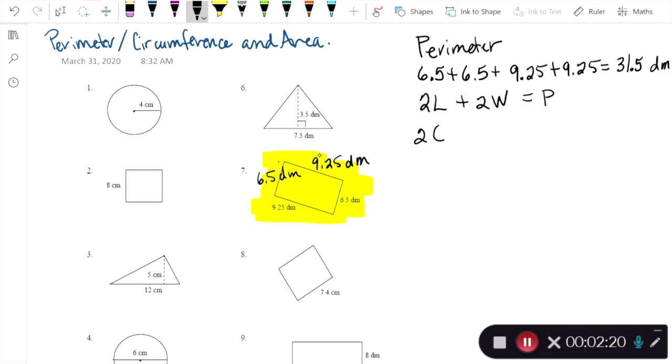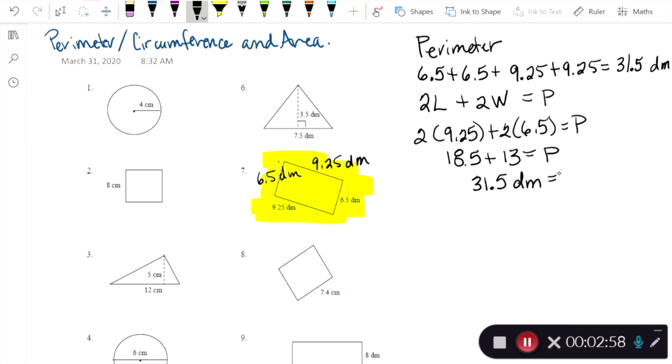And so if we do 2 times our length, those 2 times 9.25 plus 2 times the width, which is 6.5, equals the perimeter. So 2 times 9.25, that's going to be 2 times 9 is 18, plus 2 times 0.25 is 0.5, so that'll be 18.5, plus 2 times 6.5, 2 times 6 is 12, and 0.5 and 0.5, that's going to make that 13 altogether. And 18 and 13 is 31, so we get 31.5. Those are decimeters, is equal to the perimeter.